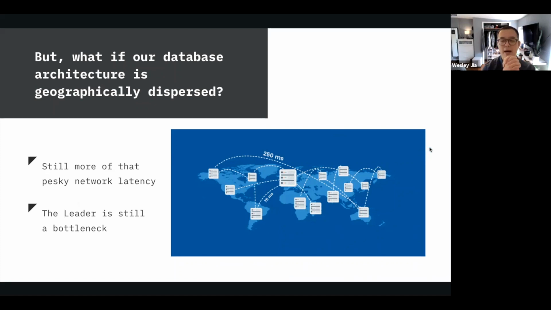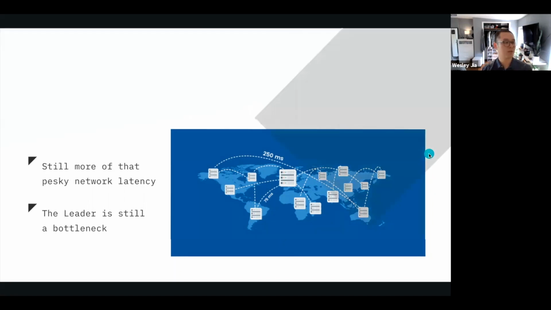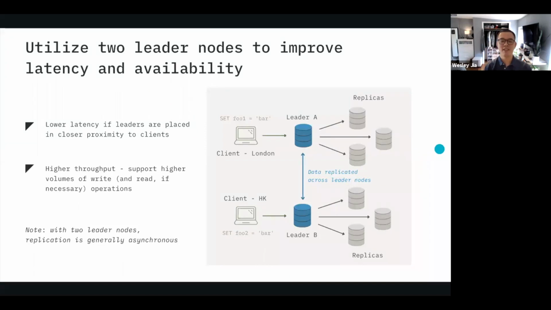If patterns have given any sort of indication, we might want to add a second leader node. Let's take a look at that. You just add another leader node. And what we can do is place each leader node in closer proximity to each of our clients. So in this example, we have one client located in London, another one in the far, far away land of Hong Kong. By placing the leader nodes in closer proximity to these clients, they can now experience lower latencies.